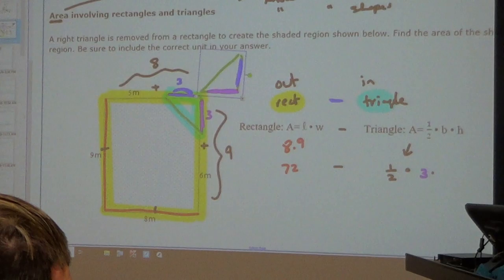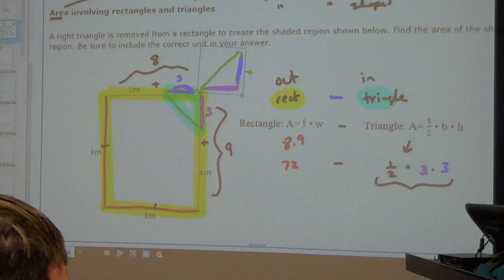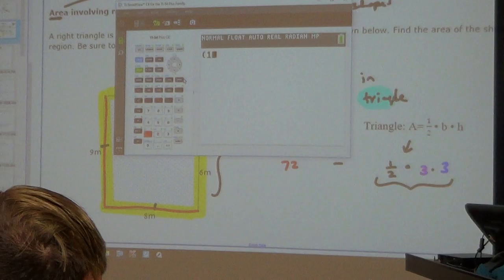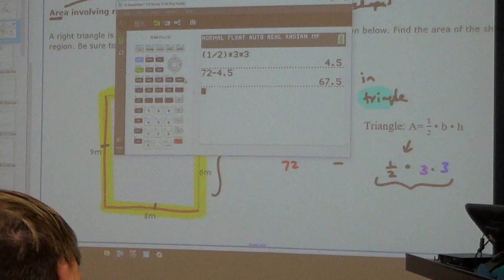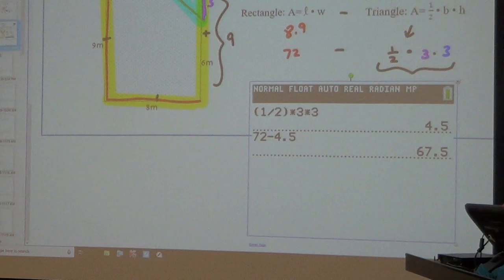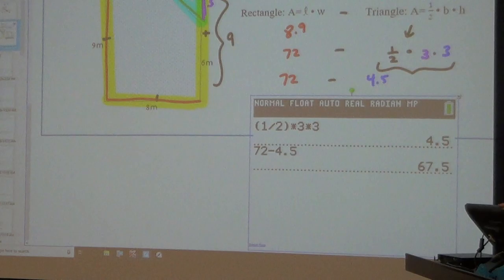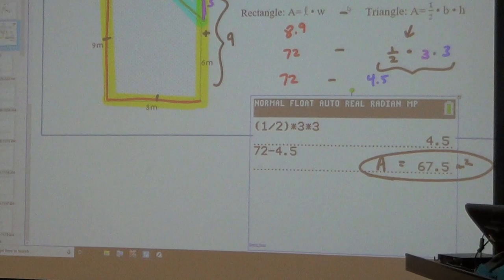So I go to my calculator. It is a fraction. So I'm going to wrap up the 1/2 because that's what the formula says. Base times height is 4.5. So I'm going to take the rectangle, which was 72, minus the triangle, which is 4.5, and that's going to give me my answer. So 72 was the rectangle, 4.5 was the triangle. So when I subtract them, that gives me an area of 67.5 square meters.